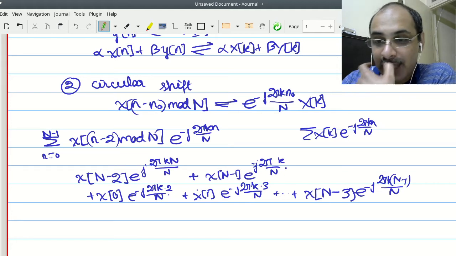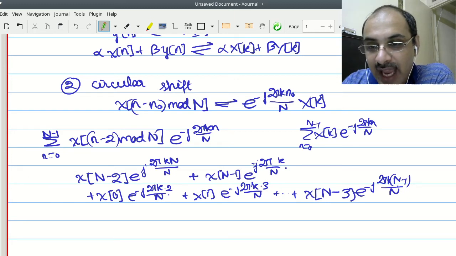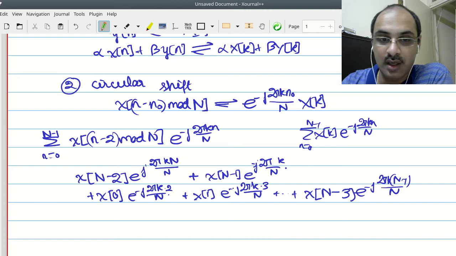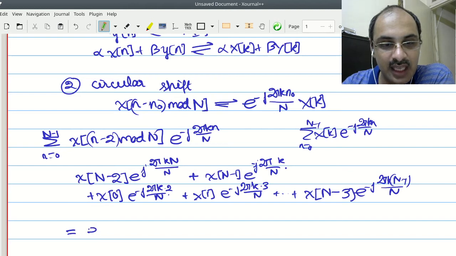Now in the normal DFT, I would want e power minus j 2 pi k n upon n. I want 0 here, I want 1 here, but there's an extra offset of minus 2. So if I really want to take this minus 2 common, I will take e power minus j 2 pi k into, I'll have to stick a minus here, k into 2 upon n.